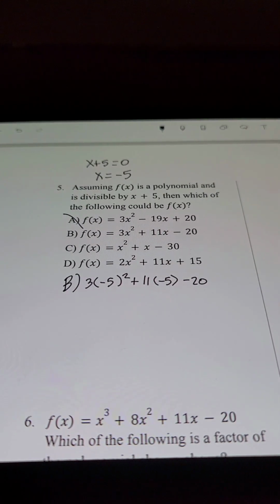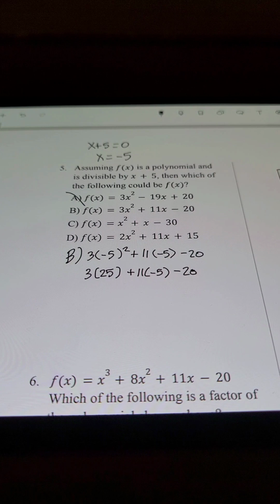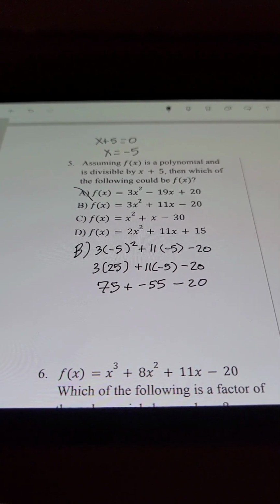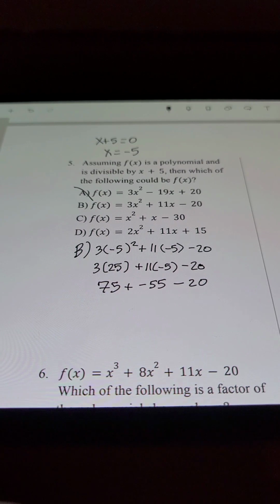So now for B, I'm just plugging in -5 for x. Again, I'm going to start with my exponents. And now I'm going to multiply. And then if I do 75 plus -55, that's just going to be 20. And then I have 20 minus 20, which is obviously 0. So it does in fact equal 0, so it should be B.